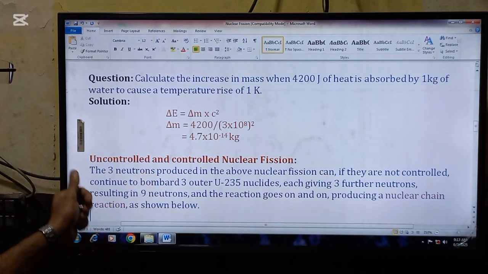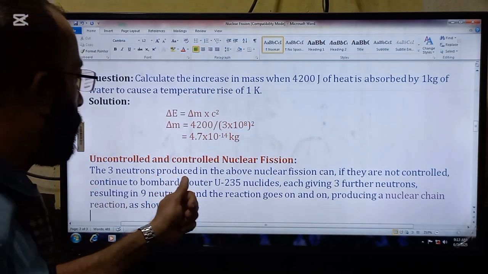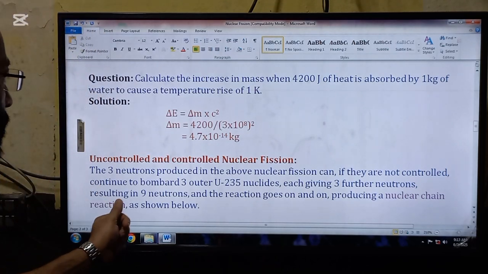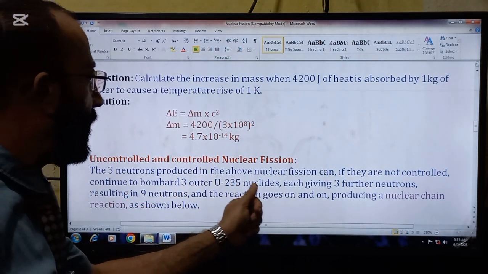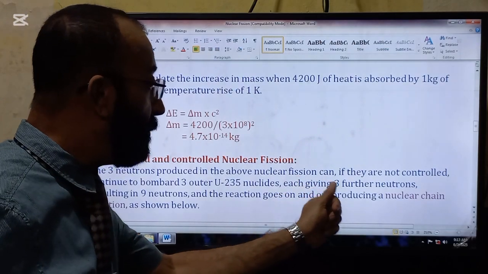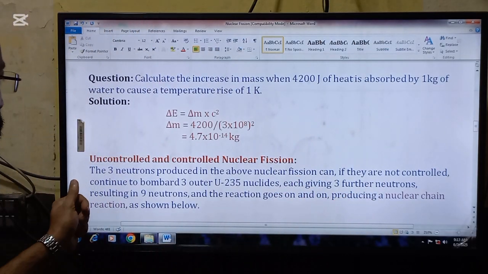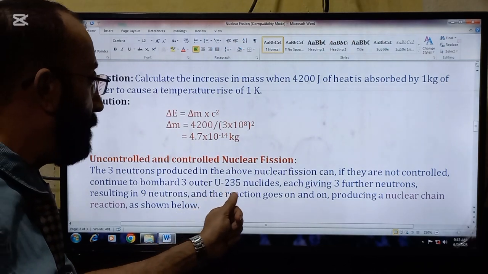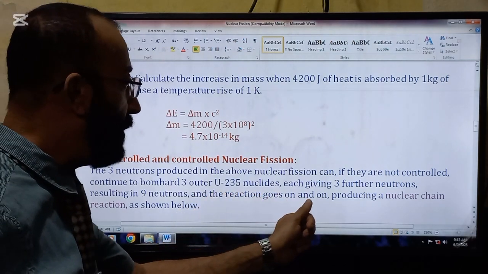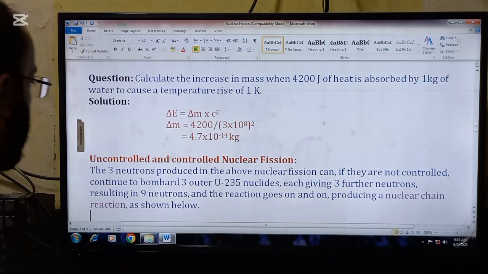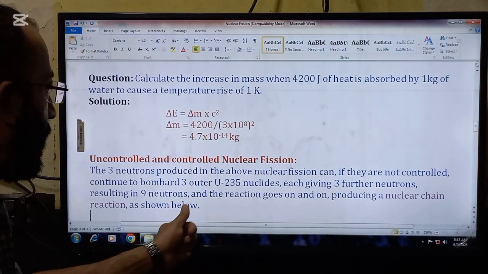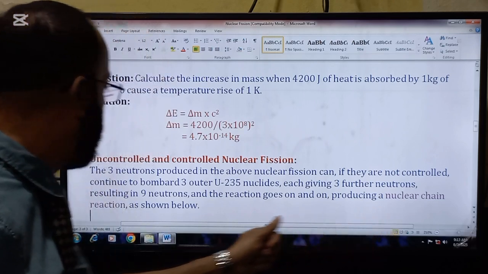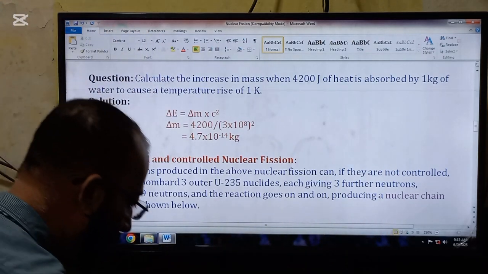Next topic in the lecture is uncontrolled and controlled nuclear fission. The 3 neutrons produced in the above nuclear fission can, if they are not controlled, continue to bombard 3 outer uranium-235 nuclides, each giving 3 further neutrons, resulting in 9 neutrons, and the reaction goes on and on, producing a nuclear chain reaction as shown below.